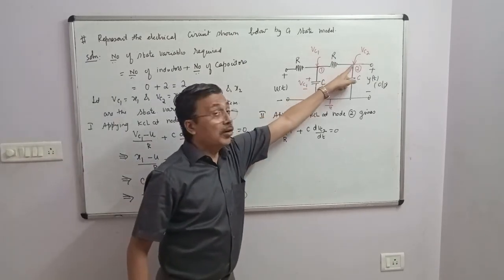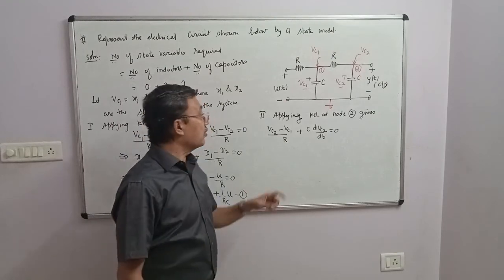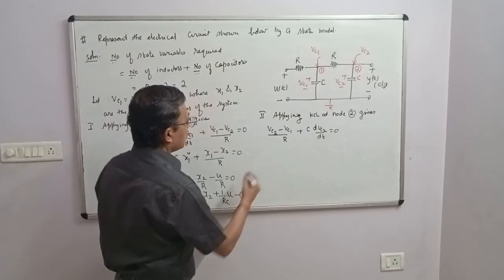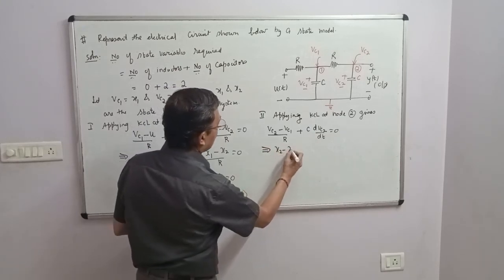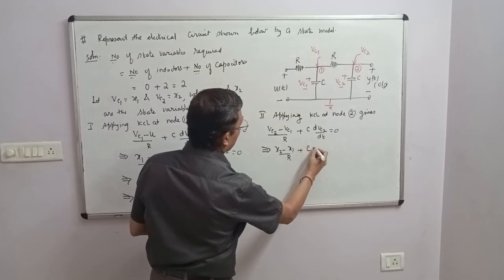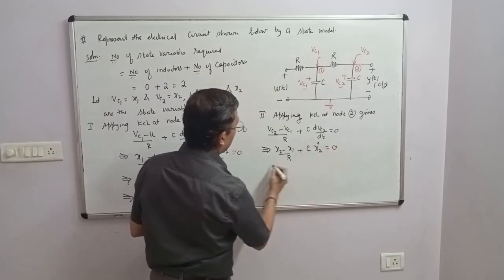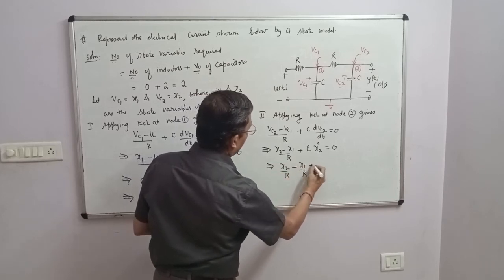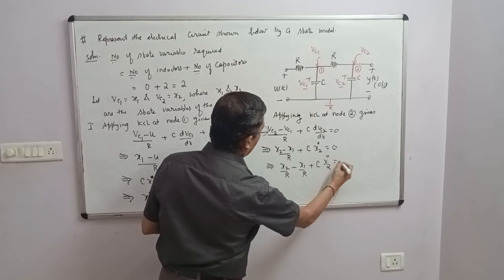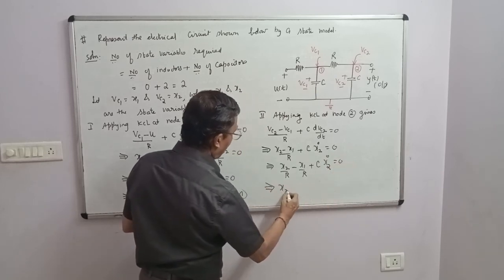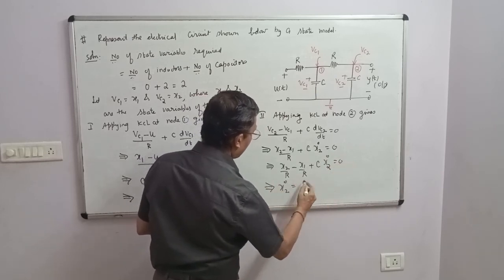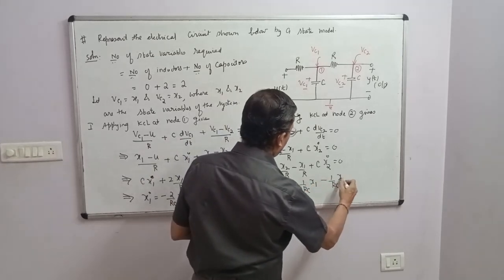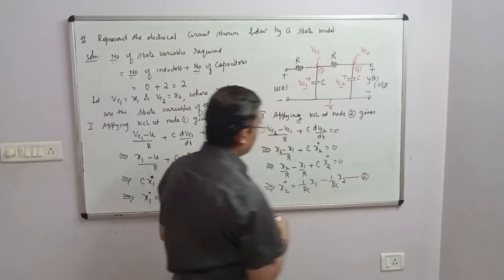Since we are writing the nodal equation at node 2, Vc2 is assumed to be positive. Current through this capacitor is C into dVc2 by dt equal to 0. This implies x2 minus x1 by R plus C into x2 dot is equal to 0. This implies x2 by R minus x1 by R plus C into x2 dot equal to 0. This in turn implies x2 dot is equal to 1 by RC into x1 minus 1 by RC into x2. This is equation 2.